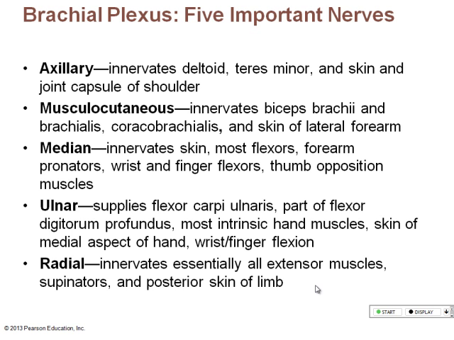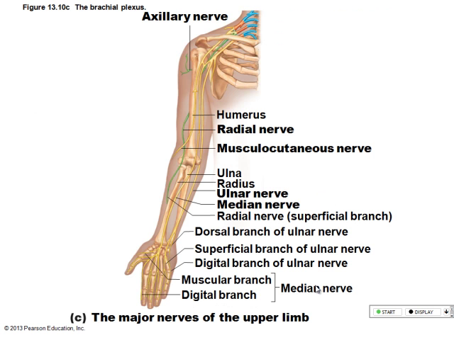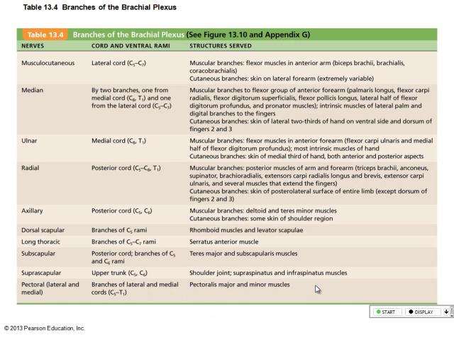Median, where are we going down now? Down lower. Ulnar, where's the ulna? Where's the radius? Which one's which? Radial's on the thumb side, yes. So that nerve is going to innervate things on that thumb side of the arm, and the ulnar is going to innervate things on the pinky side of the arm. We see a picture of those on page 504 also, with a nice little diagram giving us all of their targets.